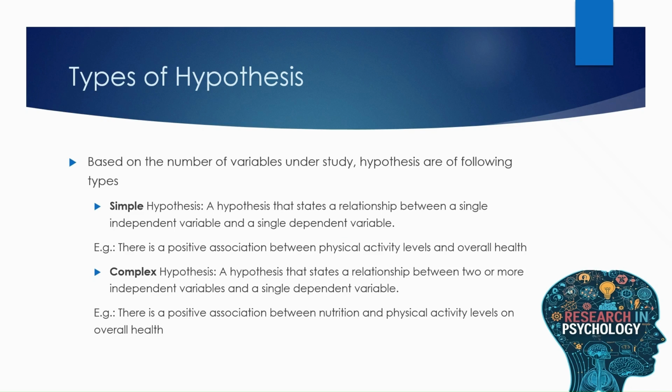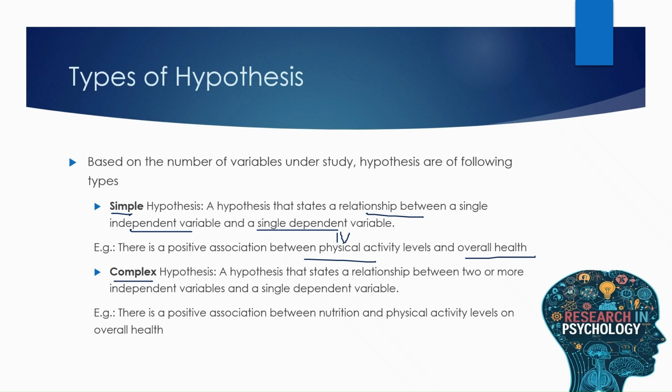Now, based on the number of variables under study, hypothesis can be of the following two types. First is simple hypothesis and the next is complex hypothesis. Simple hypothesis states that there is a relationship between a single independent variable and a single dependent variable. Okay, so example, there is a positive association between physical activity levels and overall health. Here, physical activity levels is the independent variable which the researcher will manipulate.